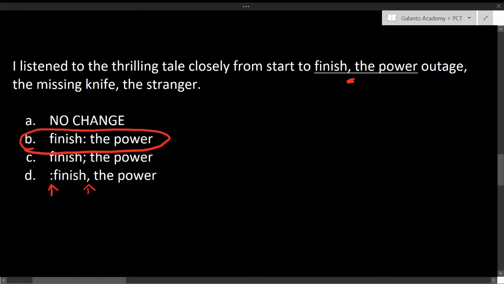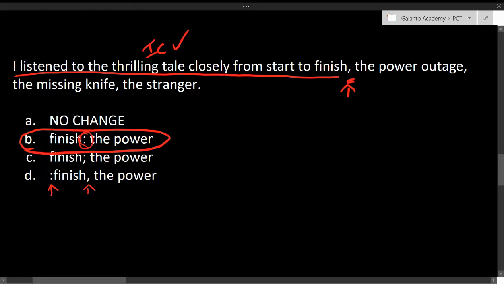Because in this one, just like we pointed out before, we have to look at our essential rule, which is: is there an independent clause or a complete sentence before the spot that you would put punctuation in? So looking at that, that would be, I listened to the thrilling tale closely from start to finish. Yep, that is an independent clause. So we know that we can have one there. And then we have a list, the power outage, the missing knife, the stranger. Looks great. So we'll use the colon there.